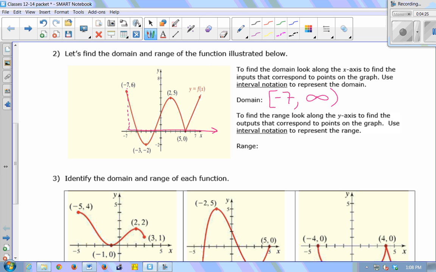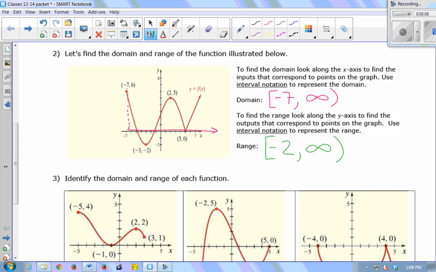All right, if I want to look at the range, I'm going to look at y values. What's the lowest y value my graph lives on? Negative 2. Yeah, so we're just looking at the y values for the range. So this would be negative 2. Include it because it actually does hit that point. And then it hits every y value. As I move up, my graph lives on all of these y values. And because this keeps going up and up forever, it goes to infinity. Kind of make sense?